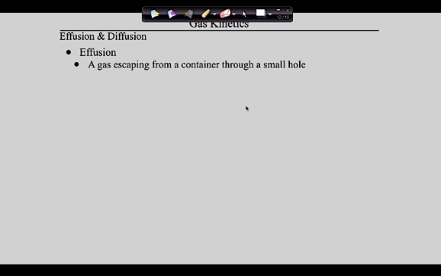The other side. I'll just hand you my notes in a minute. So guys, are you familiar with effusion and diffusion? Okay, let me give them to you.